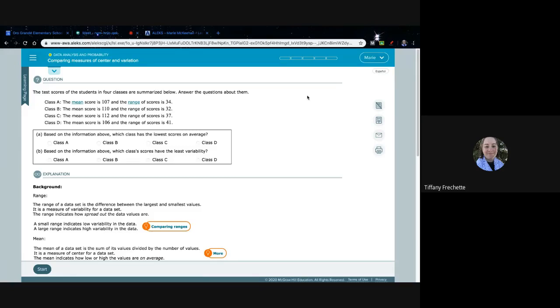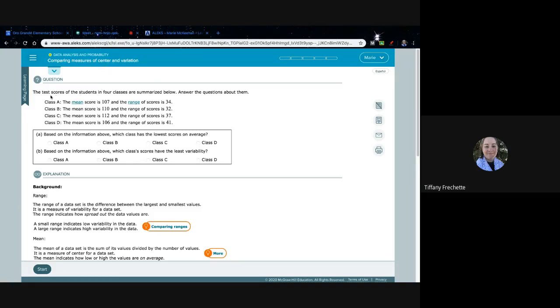Comparing measures of center and variation. All right, so this week we've been talking about mean, median, and mode. So now we're going to learn how to compare those things, just so that we can see the differences of the different middles or measures of center.